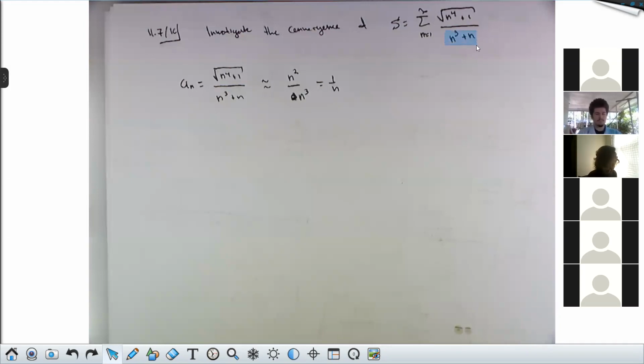N cubed plus n is certainly larger than n cubed, and that would make the whole thing smaller. But the plus 1 upstairs here is kind of pushing us in the wrong direction for the DCT inequality. Actually, no, it's not. No, let me see. Yeah, that's pushing us in the correct direction. This is pushing us in the wrong direction. So since this grows at about the speed of 1 over n, do we expect S to converge or diverge?